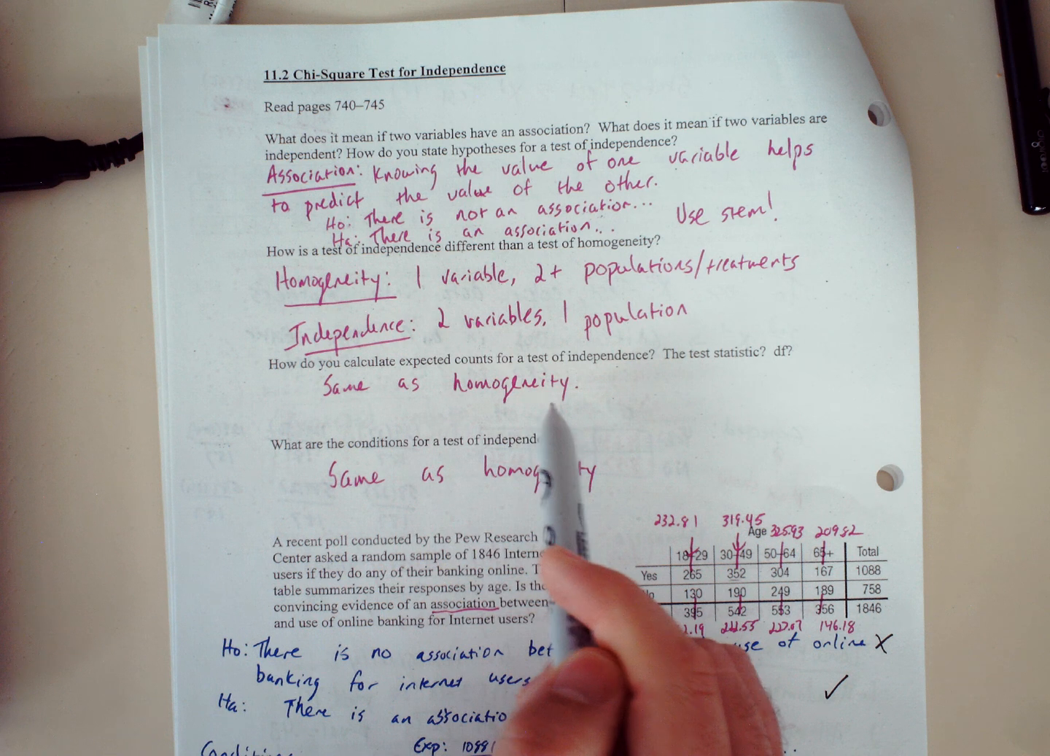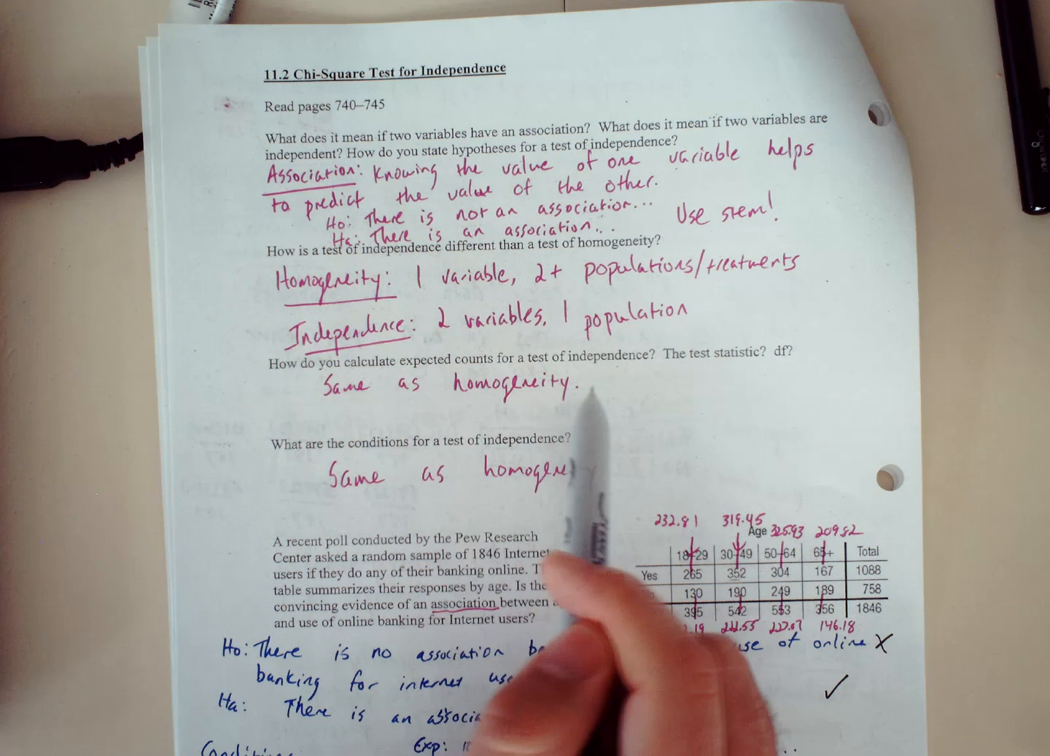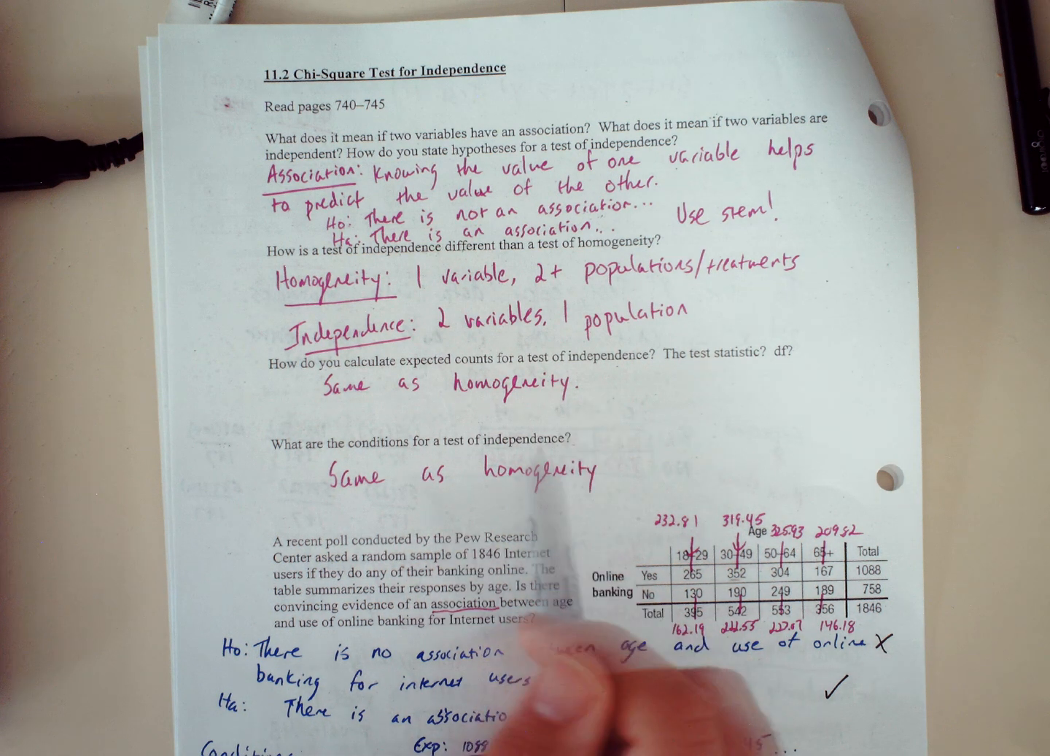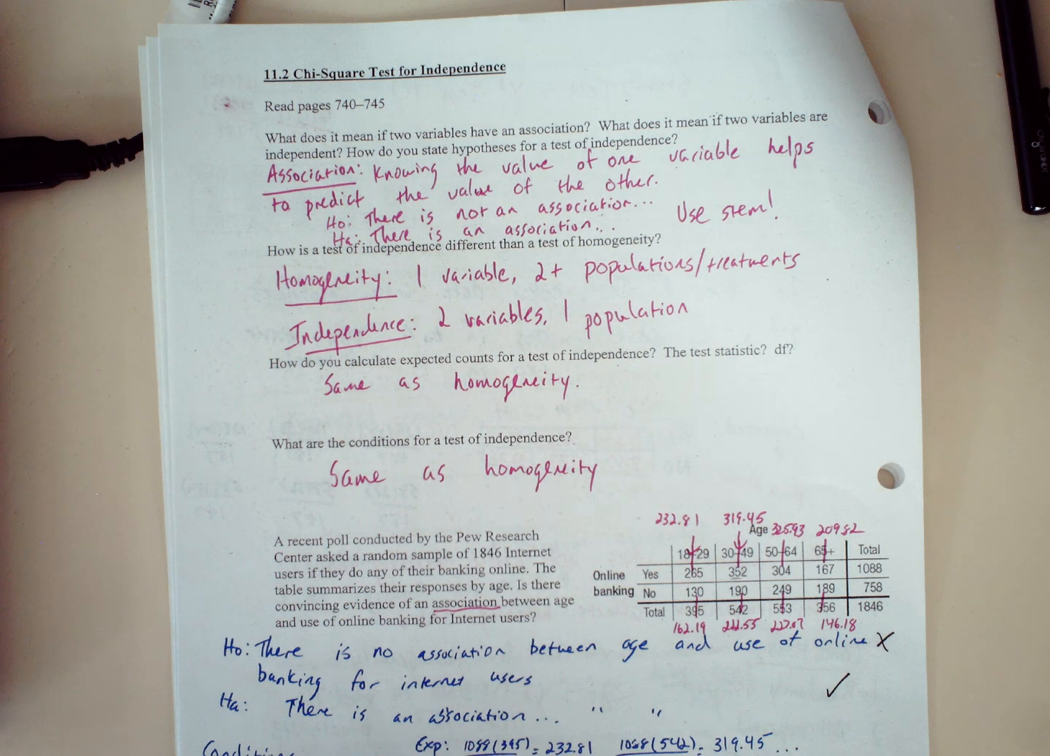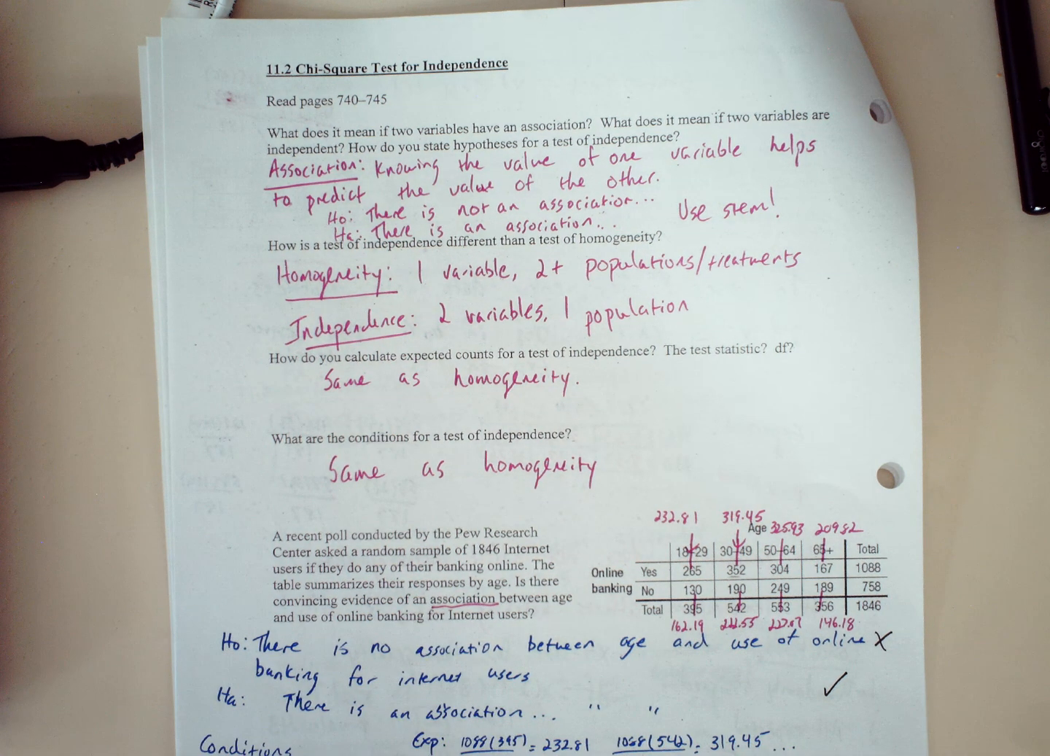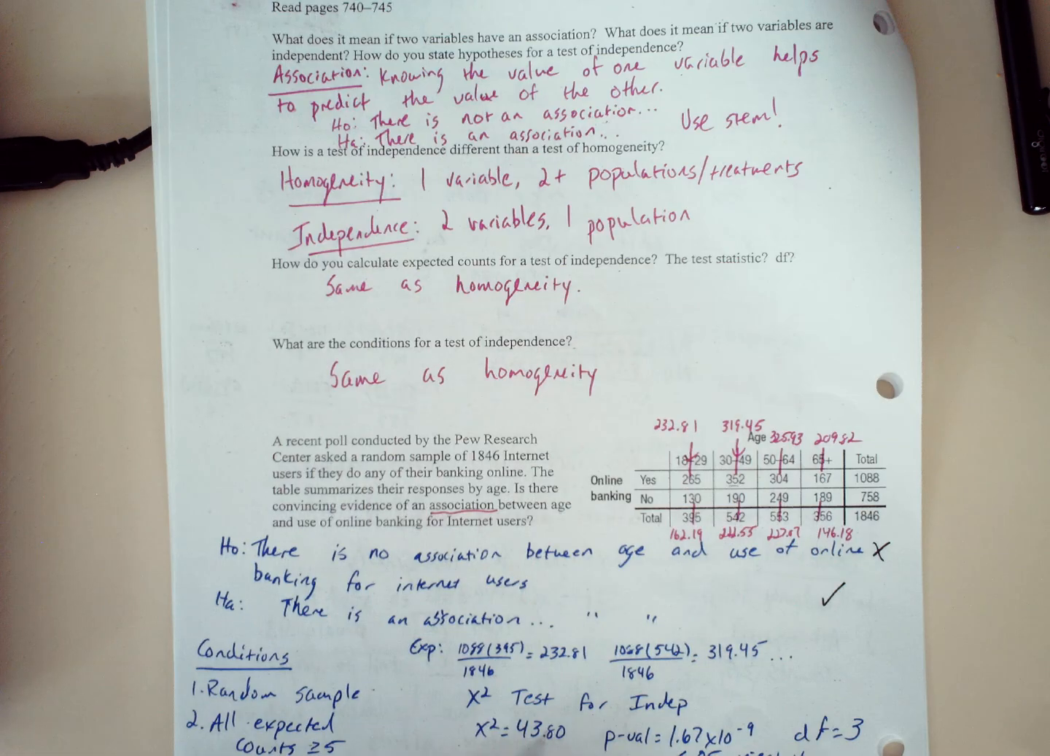Expected counts are done the exact same way. Test statistics, same thing. Degrees of freedom, same thing. Conditions, same thing. Everything is done in the exact same way for a chi-squared test for independence as a chi-squared test for homogeneity. The difference is in the sampling technique that you've used to get your data. But everything else is exactly the same. On the calculator, it's the exact same thing as well.